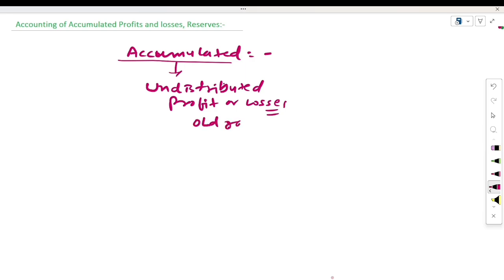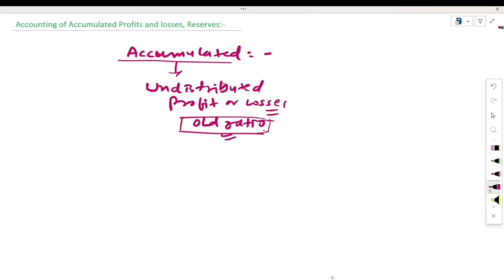Remember the point here, accumulated profit will always be distributed in the old ratio, not the new ratio, because you have earned these profits or losses before the change in profit sharing ratio, before the reconstitution of the firm.